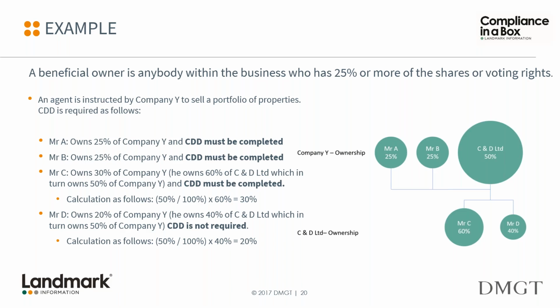So in this example here, an agent is instructed by company Y to sell a portfolio of properties. Now, looking at the ownership structure, we can see that Mr. A owns 25% of company Y. Mr. B also owns 25%. Mr. C owns 30%, and he also owns 60% of C&D Limited, which in turn owns 50% of company Y. And then Mr. D only owns 20% of company Y. So where we have anyone with 25% or more of the shares, we need to apply customer due diligence. So in this case, we need to apply it to Mr. A, Mr. B, and Mr. C.